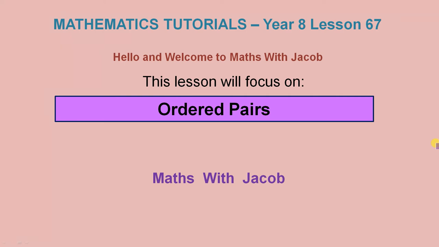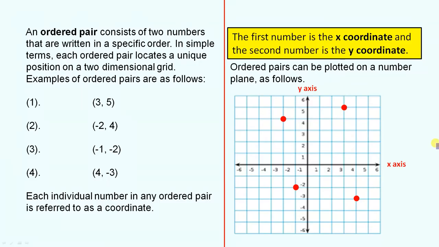This lesson will focus on ordered pairs. An ordered pair consists of two numbers that are written in a specific order. In simple terms, each ordered pair locates a unique position on a two-dimensional grid. Examples of ordered pairs are as follows.